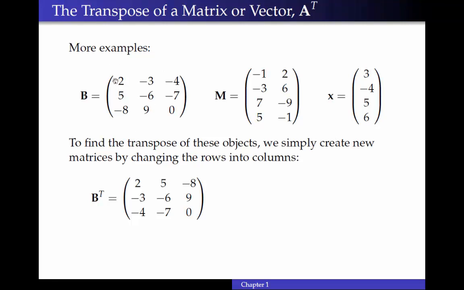So the first row of B is 2, -3, -4, and that becomes the first column of B transpose. You can see the second row becomes the second column, the third row becomes the third column. And the same is true for M transpose, which is now 2 by 4, and X transpose. If X is a column vector, then X transpose is a row vector.